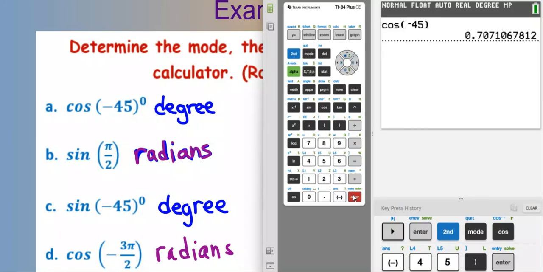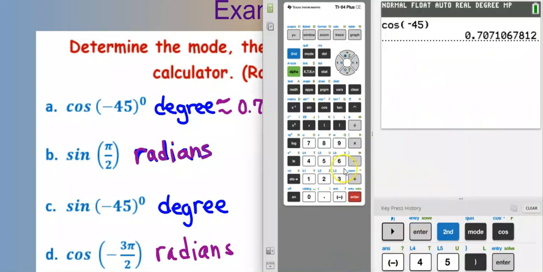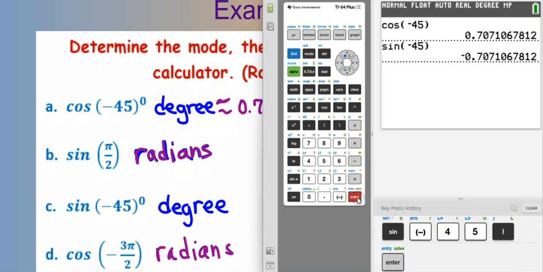Okay. So we're going to write this down because we're rounding it. We're going to do our approximate sign. All right, we're going to do the same thing for the next one, sine negative 45 degrees. And then do that real quick. Sine negative 45. And we're already in degree mode again. And we get the same answer, but a negative. So we're going to round it again and make that negative 0.707.